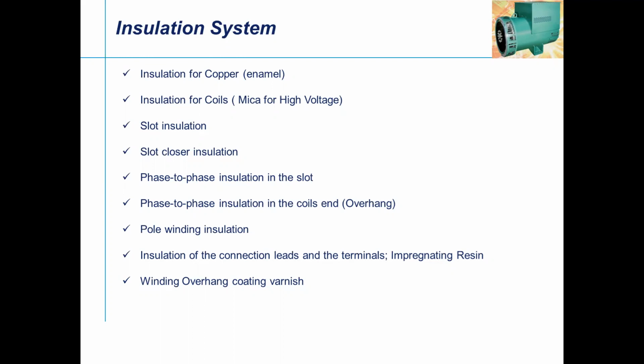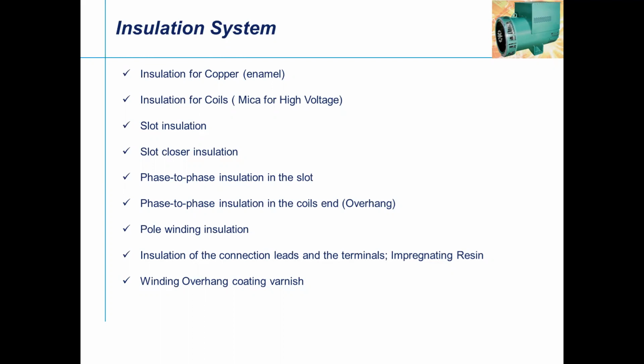And slot closer insulation, again, after the winding, we provide one more insulation over the winding. And phase-to-phase insulation, which is given between the phases, that means R phase and Y phase or B phase, which you will be seeing in the next slide. Phase-to-phase insulation, the coil in the overhang. That means when the winding has been formed, one more insulation comes on the overhang.